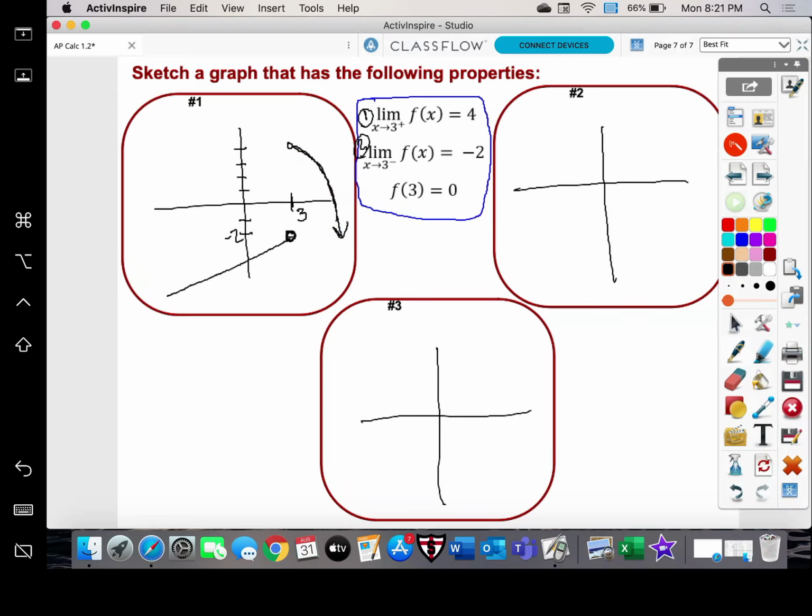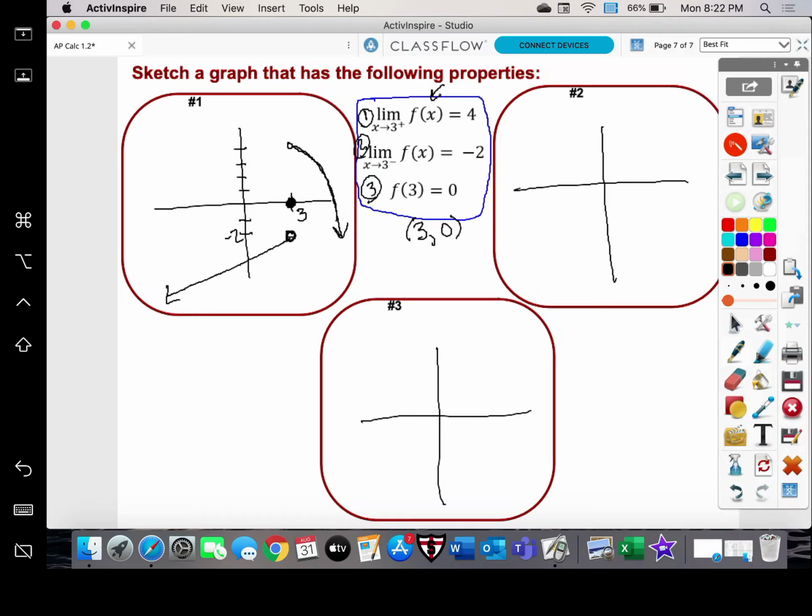And now it says our third thing. It says f of 3 equals 0. That's just an ordered pair. That says when x is 3, y is 0. So now I have to put a dot at 3. So there were these 3 stated properties, as well as the implied one that you have to have a function. So our graph would have to pass the vertical line test as well.